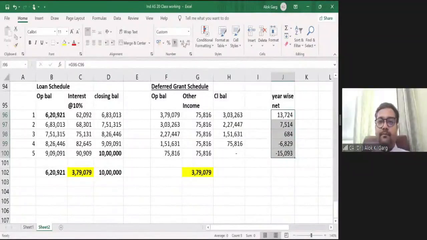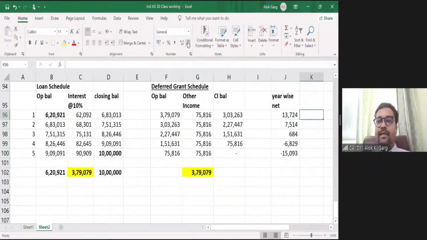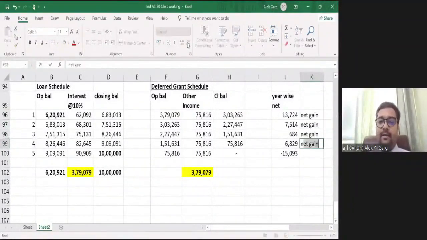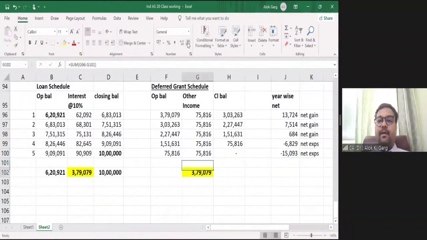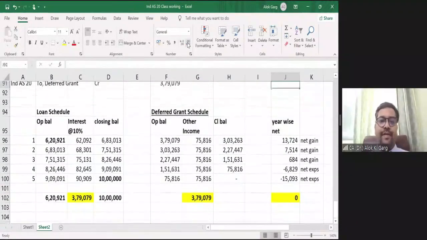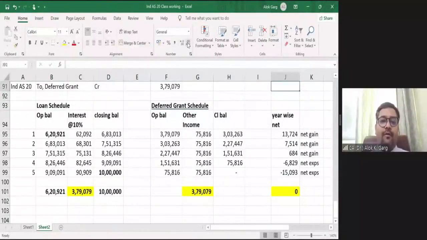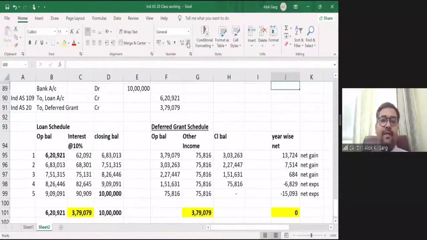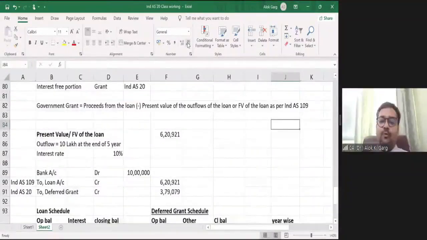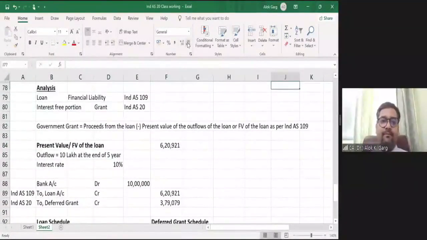Here it is a net gain. Again here it is a net gain. Again here it is a net gain. Then it is a net expense, and again a net expense. And this will become 0. So friends, students, I hope you have understood the accounting of deferred government grant in case of this interest-free loan or concessional loan.